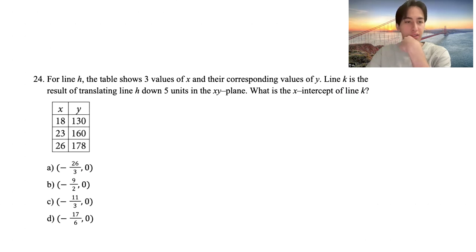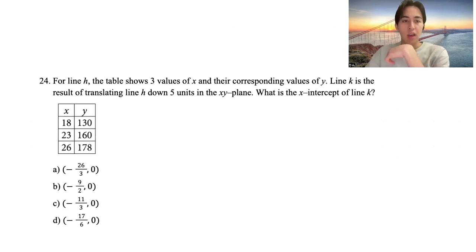Okay, now let's go on to the next question, number 24. For line H, the table shows 3 values of X and their corresponding values of Y. Line K is the result of translating line H down 5 units in the XY plane. What is the x-intercept of line K? So what we first want to do is find the original equation of line H. In order to find the equation of line H, we will have to use this XY data provided.